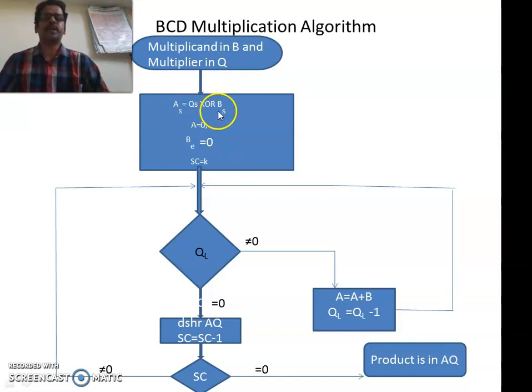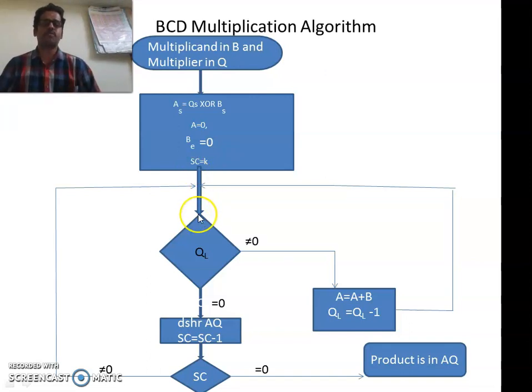Here we are computing the resultant sign using the sign digit of Q register and sign digit of B register, and we are storing it in the sign digit of register A, since the result is stored in register AQ. Register A is cleared to 0 and B is cleared to 0, which is nothing but the overflow digit of B, and SC equal to K, which is nothing but the number of digits in multiplier or the number of digits placed in register Q.